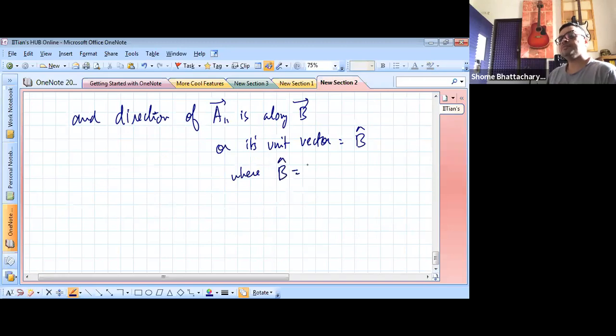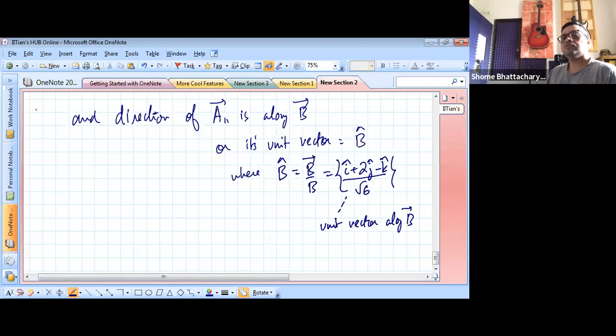So B cap क्या होना चाहिए? Vector B divided by its own magnitude, which is I cap plus 2j cap minus k cap divided by its own magnitude, which is root 6. Okay. So this is B cap. This is a unit vector along the vector B. Therefore, now for my step 2, A parallel as a vector will become its magnitude, which is A cos theta, into its direction, which is the unit vector along B. This one.